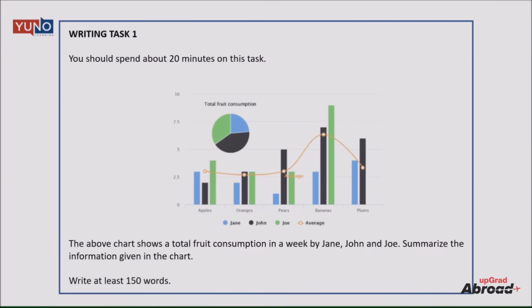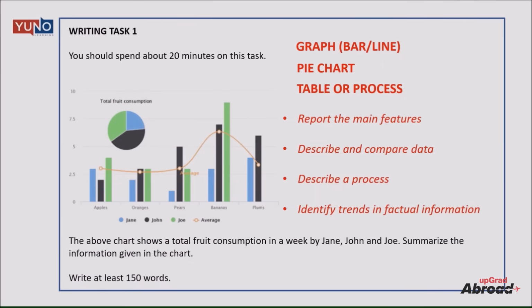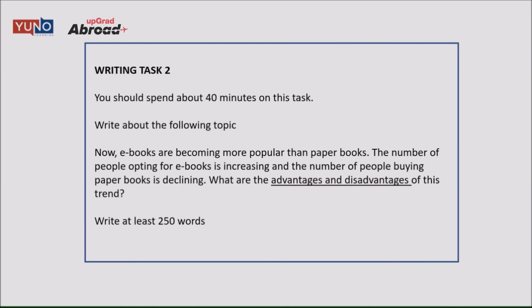This is Task 1. You can see a chart is given and you have to summarize the information given in the chart. Instead of a chart, you can be asked to summarize the information presented to you in the form of a graph, pie chart, table or process. You are required to report the main features, describe and compare data, describe a process and identify trends in factual information. And here's sample Task 2 where you have to write an advantage-disadvantage essay.